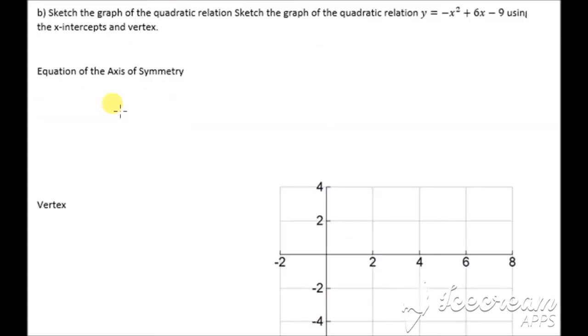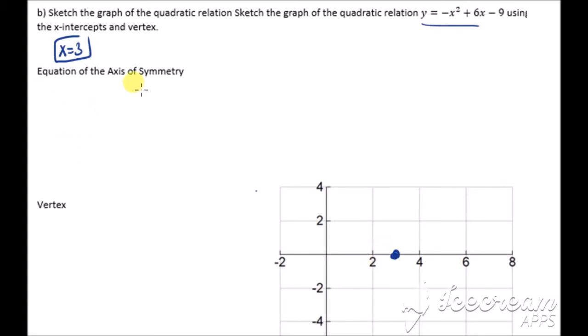Okay, so part B asks us to sketch the graph of the quadratic relation using the x-intercepts and vertex. So we already know what the x-intercept is. Again, it's x equals 3, but there's only one. So we're going to go ahead and plot that.